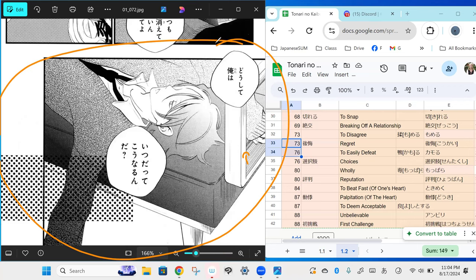Yep. "Doushite ore wa itsudatte kou naru nda?" It's like, why is it that I always end up like this? Good guess. That is super close. You know what itsu means? When. Perfect. Do you know what datte means?